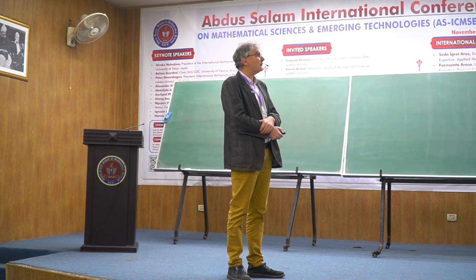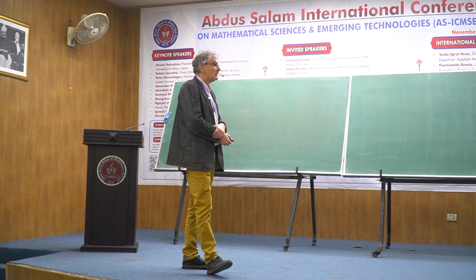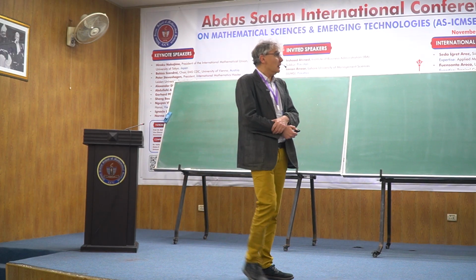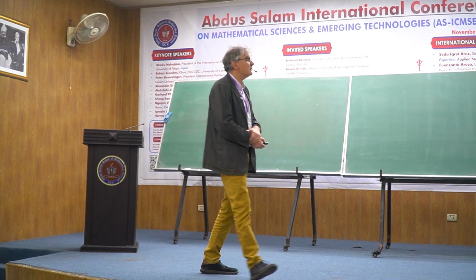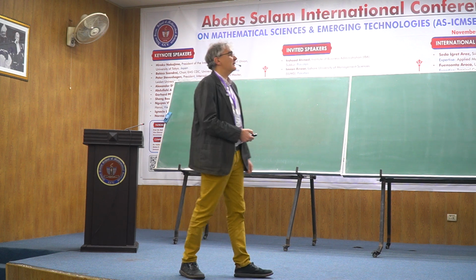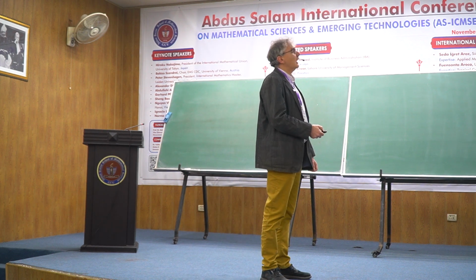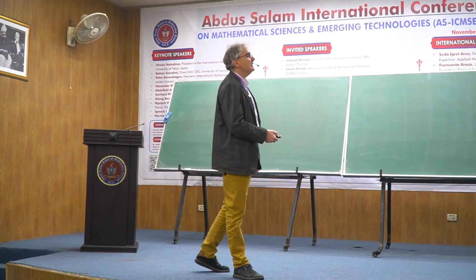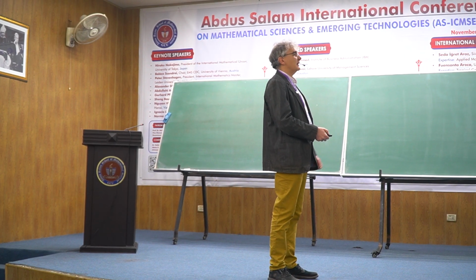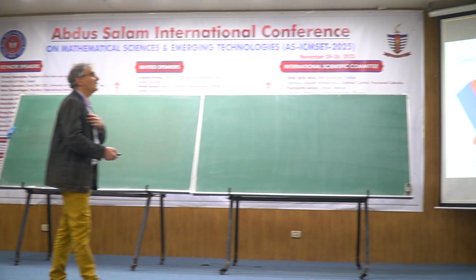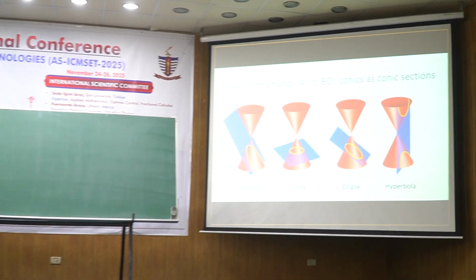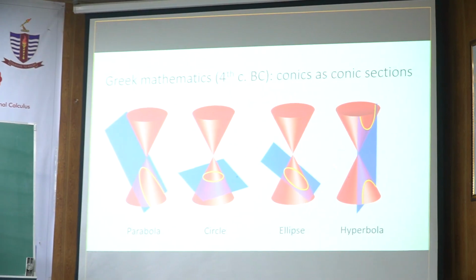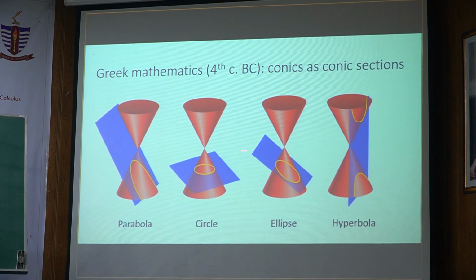So about 400 years before the Common Era, Greek mathematicians studied conic sections. So the idea was that they studied three-dimensional geometry, and in particular they discovered that if they take a rectangular cone, which is this red double cone, and cut it with various shapes, then they get a lot of interesting geometric objects.